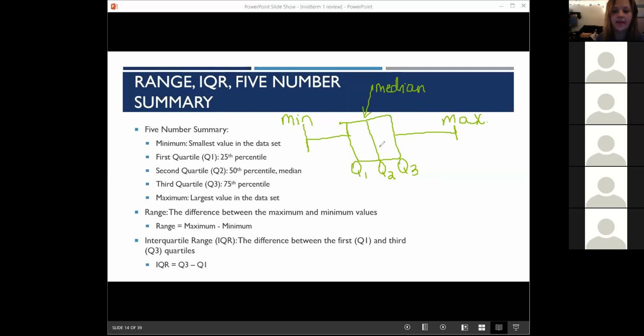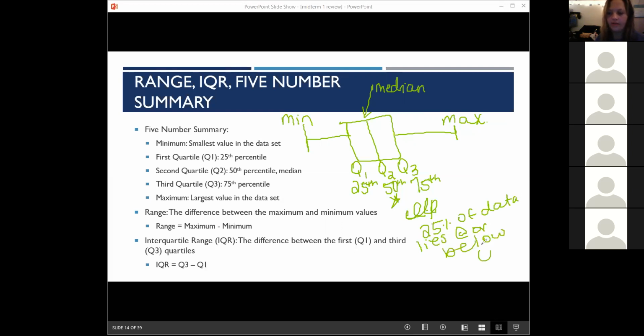Basically, this is how we are able to do this 5-number summary and decide what these values mean. Remember, Q1 is our 25th percentile, Q2 is our 50th, and the 50th percentile is always going to be our median here, and then Q3 is our 75th percentile. So remember, percentile means what percent of the data lies at or below the point that you have. So for example, for Q1, we can say that 25% of the data lies at or below Q1, okay?